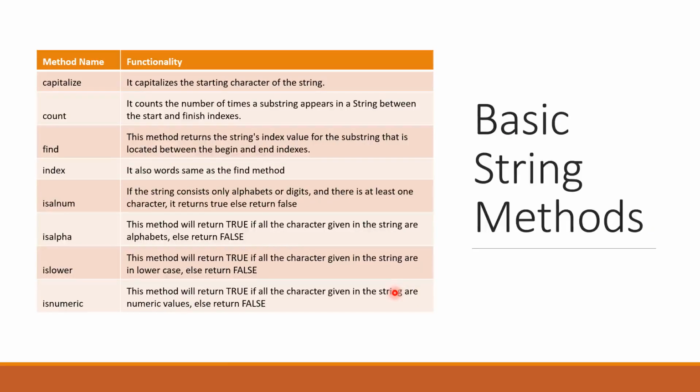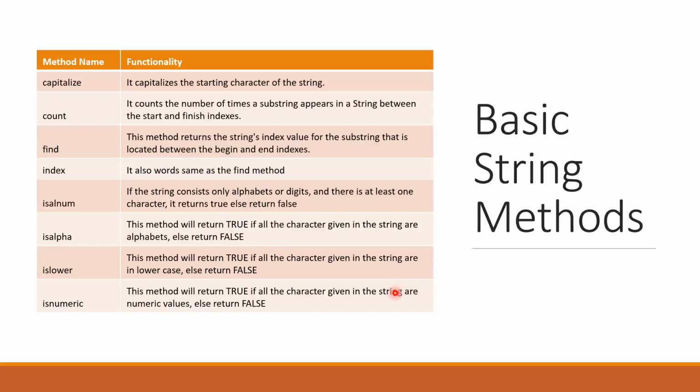Now other than all these operations that we have discussed earlier, Python also facilitates many built-in methods related to strings, and each of these built-in functions has some different functionality. These methods can be used to perform different types of operations on the string. Now let's discuss a few basic string methods. First is the capitalize method. This capitalize method will capitalize the first character in the given string.